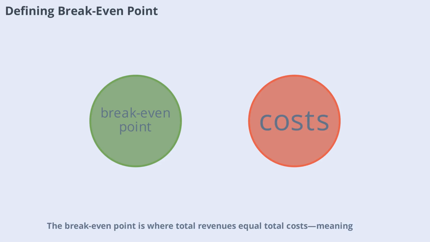Break-even point is where total revenues equal total costs, meaning you're not making a profit, but you're not losing money either. This point is crucial because it tells you the minimum amount you need to sell to cover your expenses. If you sell less, you operate at a loss. If you sell more, you start making a profit. Understanding this concept helps businesses set realistic sales targets and pricing strategies.